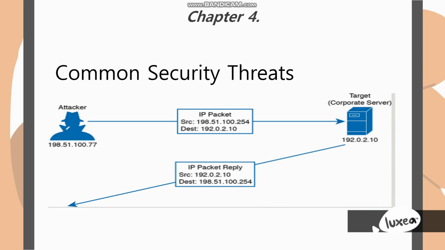In this picture, on the left side, it looks like an attacker with a cigar. He sends packets with a spoofed source IP address, not his own. So our target corporate server, when it receives the packets, will send return traffic to the spoofed address, not the actual address.